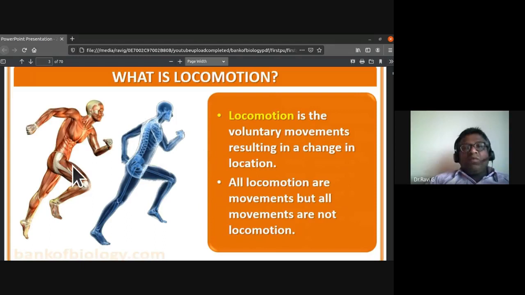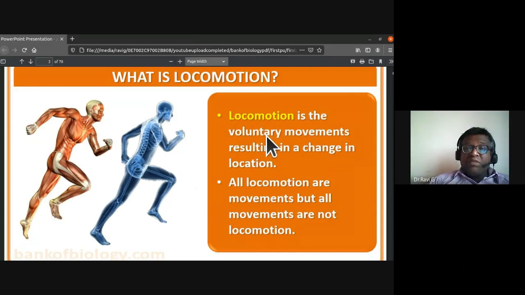Locomotion is the voluntary movement resulting in a change in location. You can see the muscles that are involved during locomotion, like running, jogging, or galloping. I told you about horses galloping. We don't gallop. So walking, running, and jogging. You can see the skeletal system is also involved during movement, the muscles as well as the skeletal system. That is what the slide is about, to show you the involvement of muscles. A lot of bones are involved, the skeletal system and the skeletal muscles associated with them. So they bring about the locomotion.